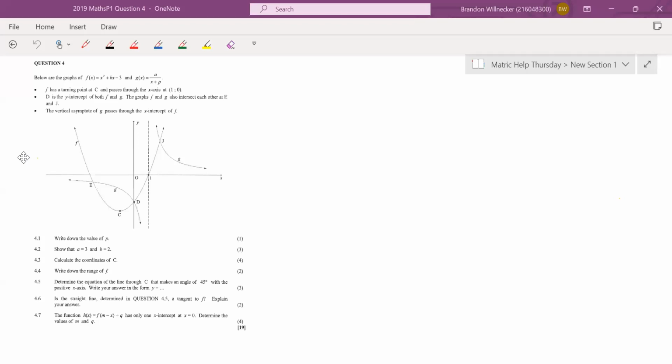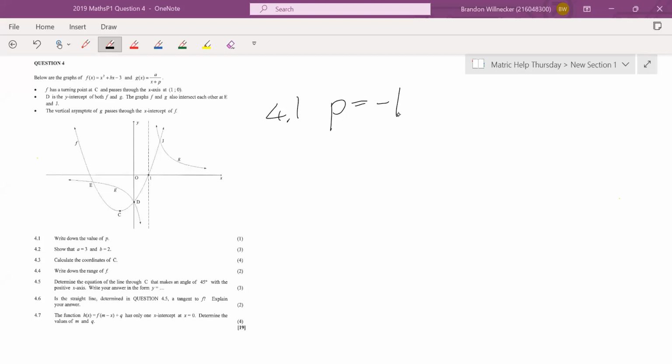So if we know that the asymptote is 1, we can infer that the value of p needs to be minus 1. Why? Because the original asymptote was along the y-axis. However, it's been shifted to the right by 1 unit. And so in our function g, we also need to shift x to the right by 1 unit. So that means minus 1.